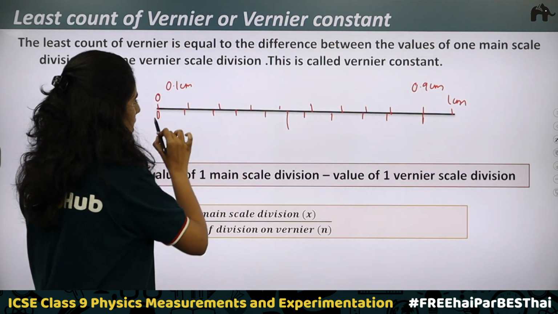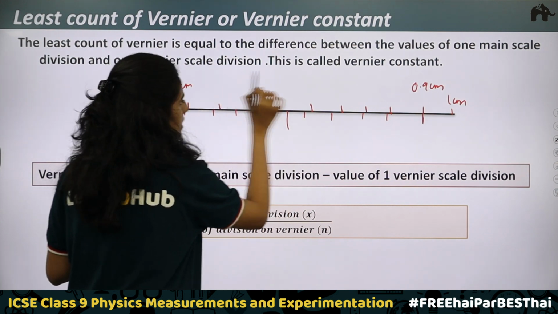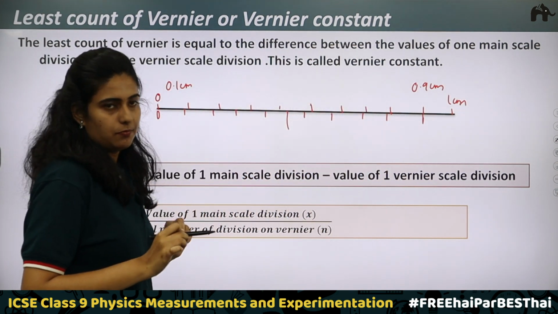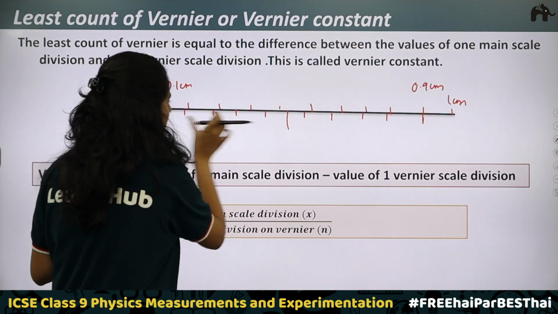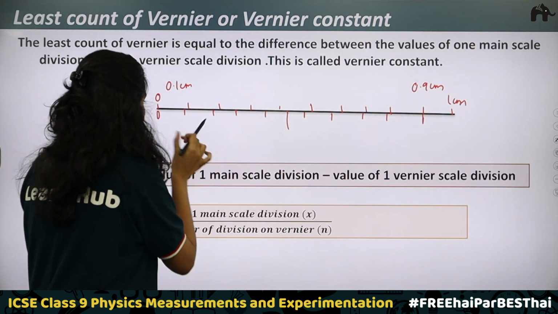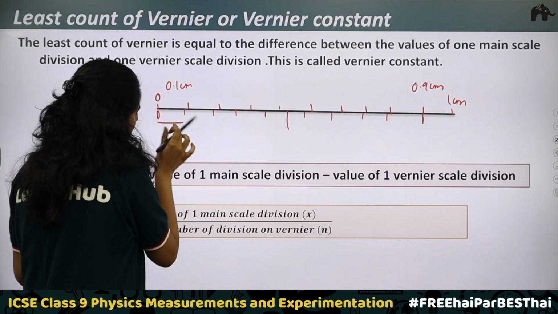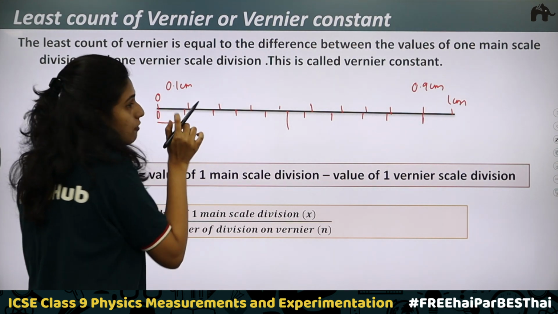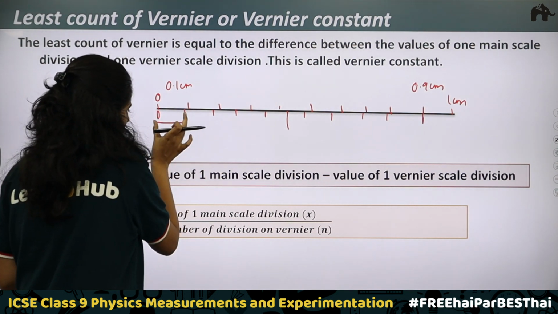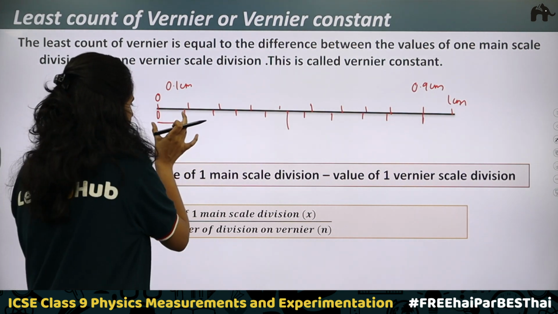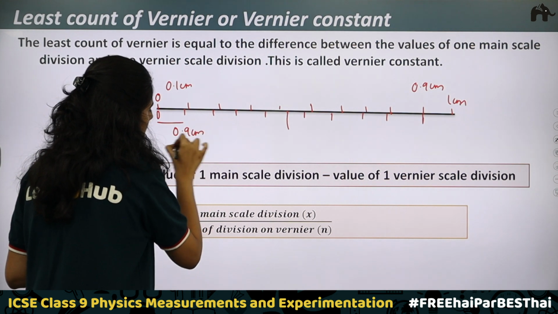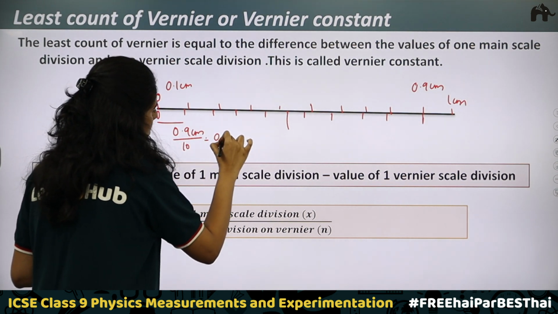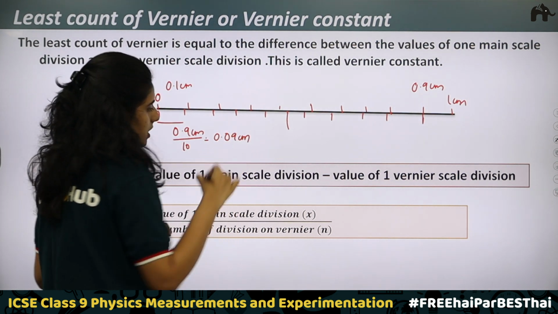Here you can see this is total 0.9 centimeter. Okay. This 0.9 centimeter length is divided into 10 parts. Which means each part, that is the value of one vernier scale division, how much do we get? Total we have 0.9 centimeter divided by 10, that is 0.09 centimeter.